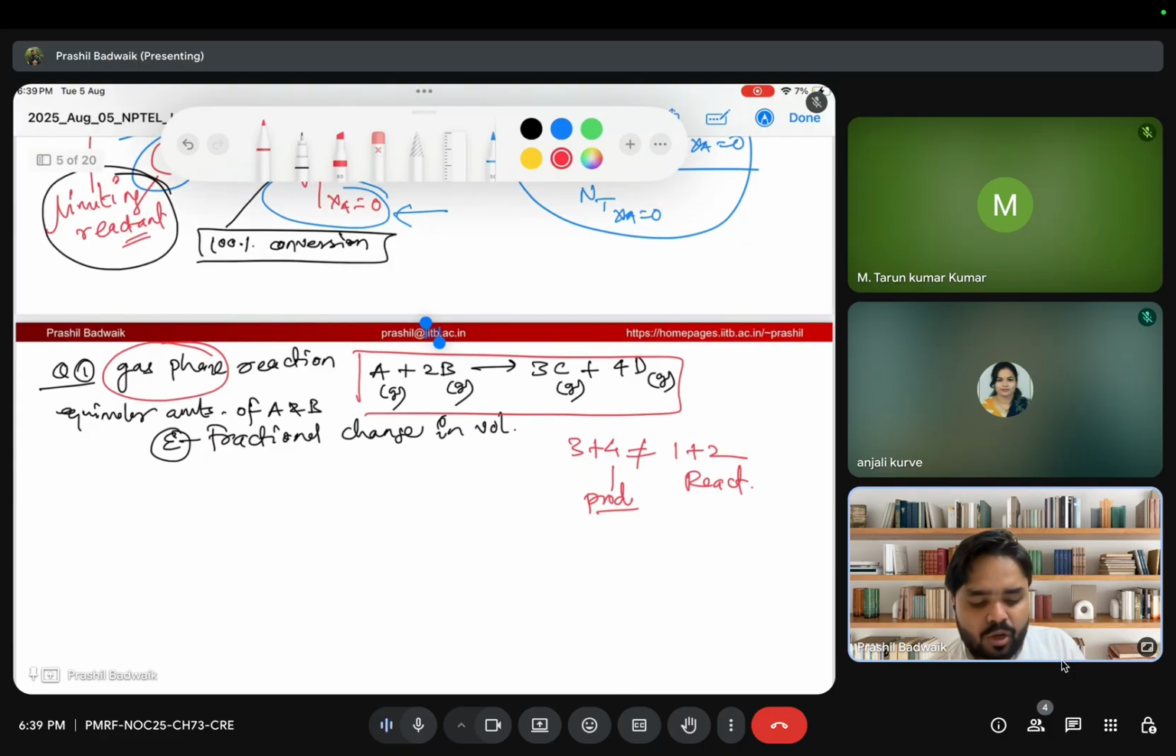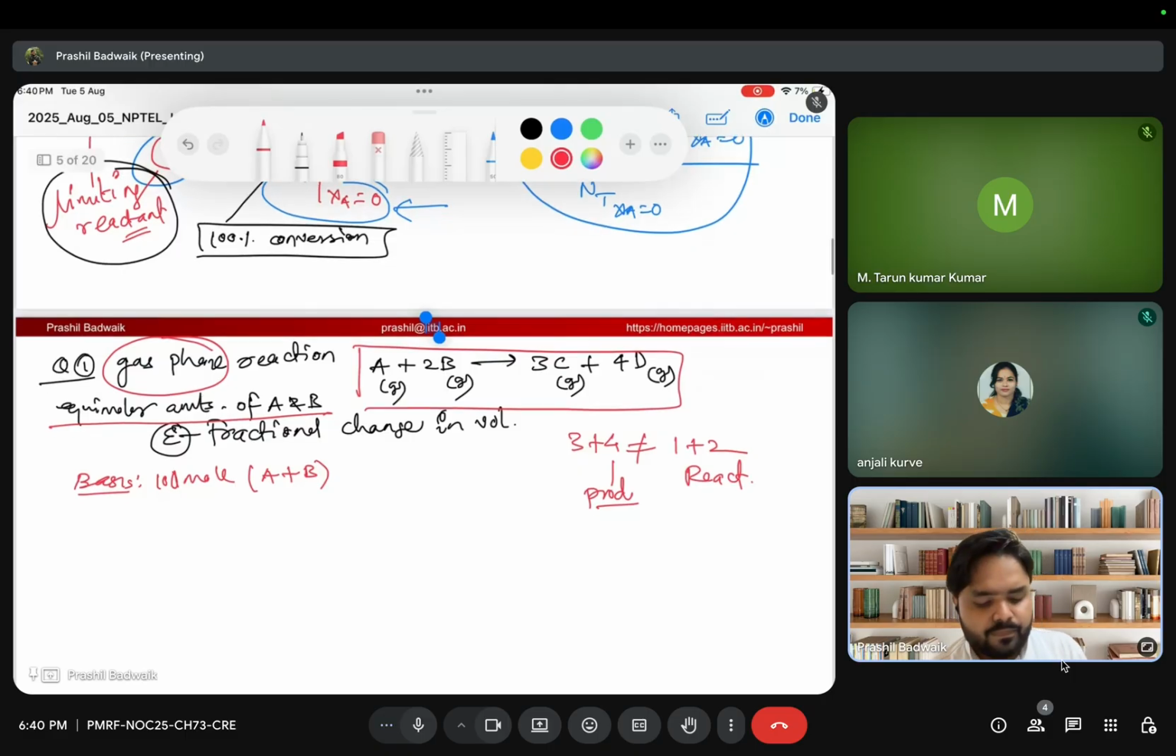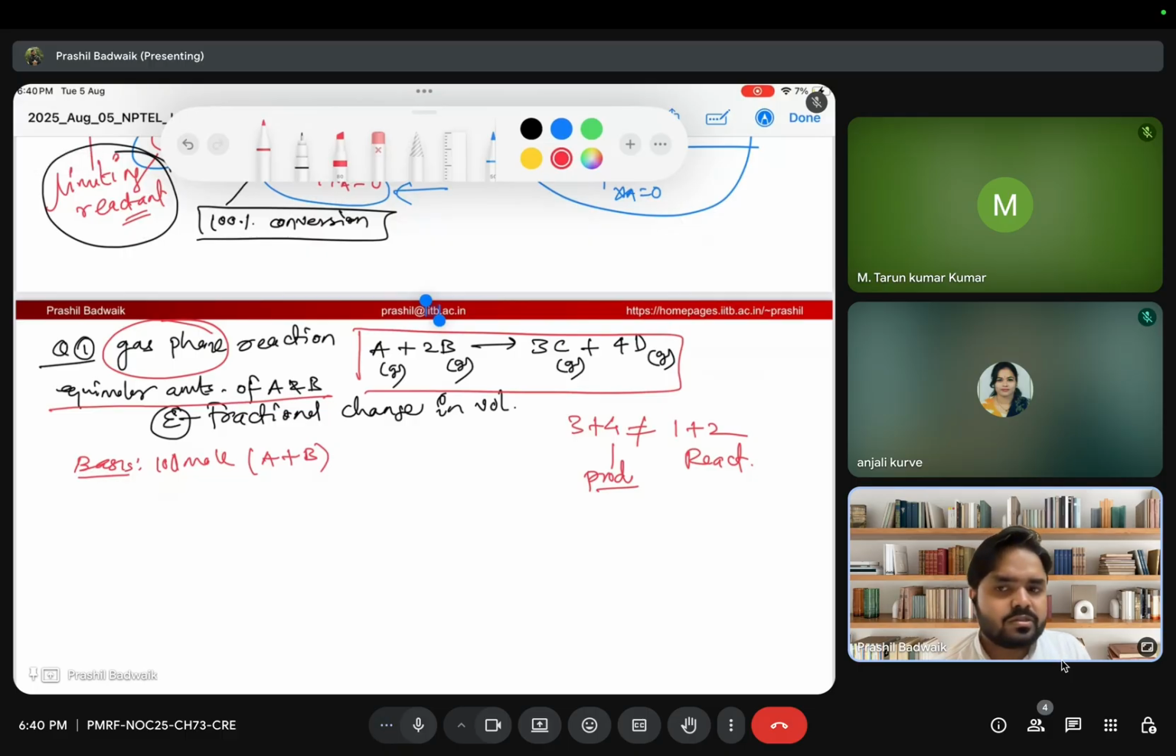So it is written equimolar amounts of A and B were taken. That means number of moles of A are equal to number of moles of B. So assume or take the basis as 100 moles, which has A plus B. You can take 1 mole, you can take 200 moles, no issues. It is the basis. Okay. So in this 100 moles, equimolar amounts of A and B are present. That means number of moles of A are 50 and number of moles of B are 50. Equimolar means the mole fraction in this is equal. 50% is A, 50% is B.